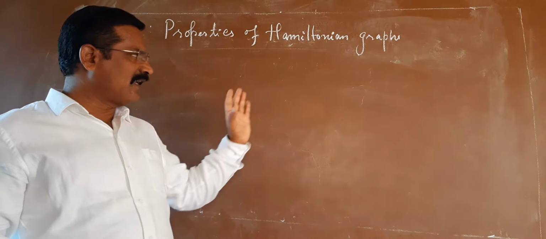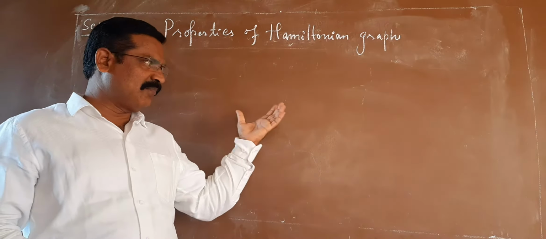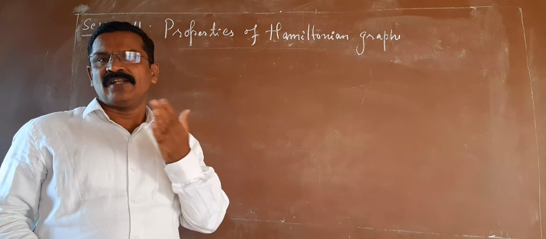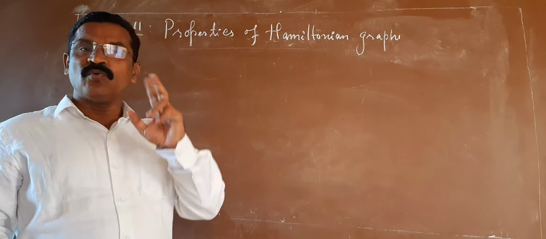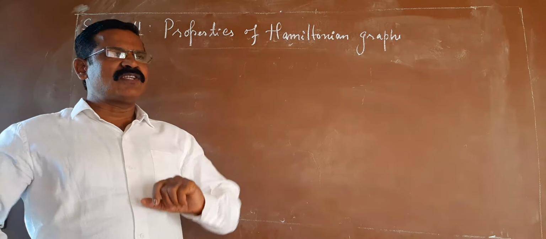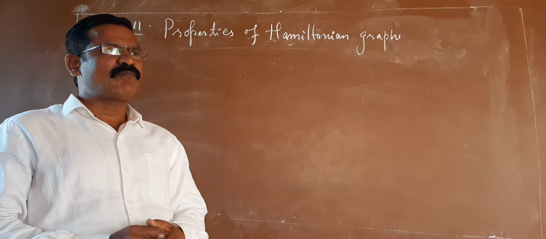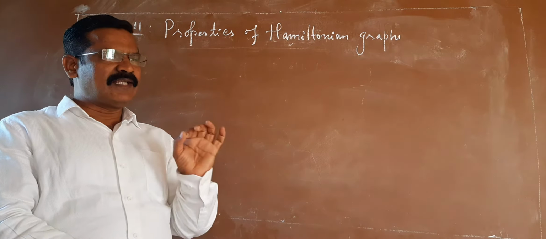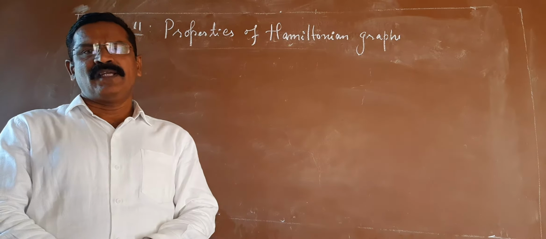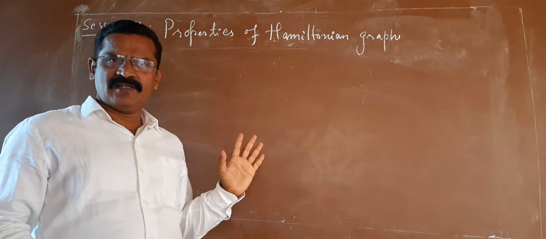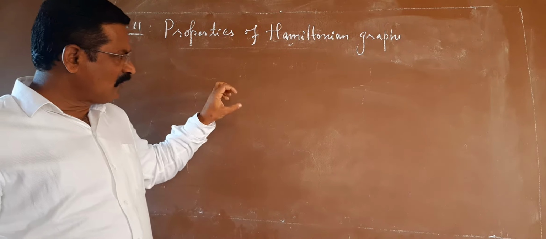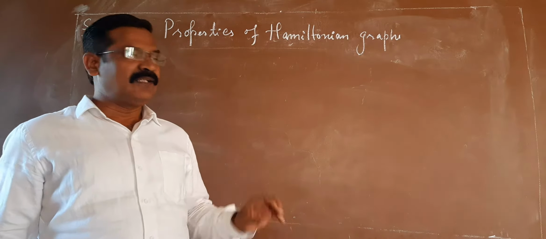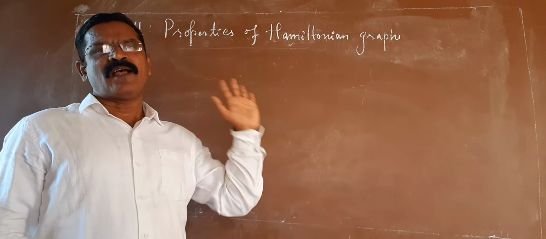If I draw a graph on the board, on the plane, we must be able to identify whether that graph is Eulerian or not. For that we have got two characterizations. One interesting characterization is a graph is Eulerian if and only if degree of every vertex is even. In any graph that is given, if you observe the vertices, if all vertices are of even degree, then obviously that graph is Eulerian.